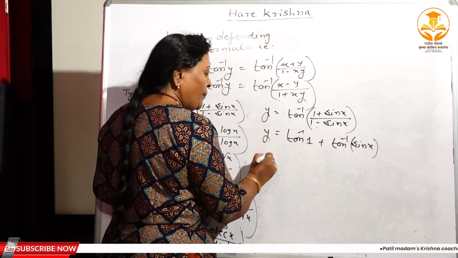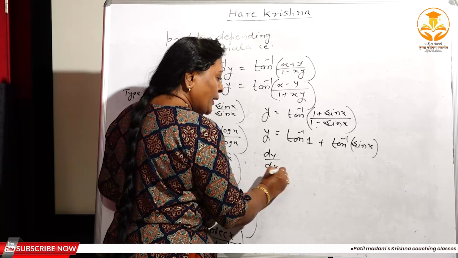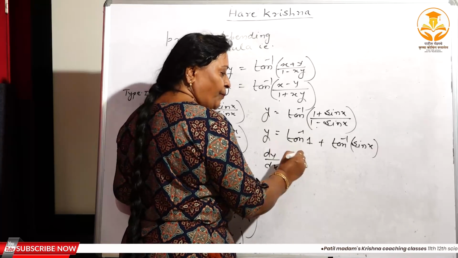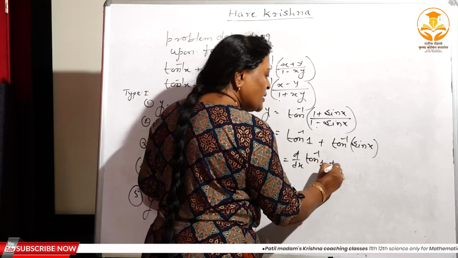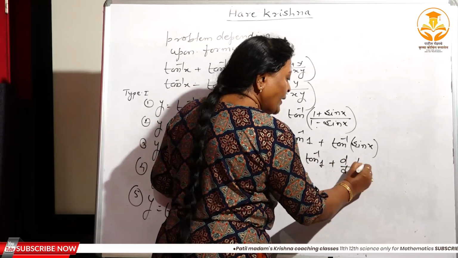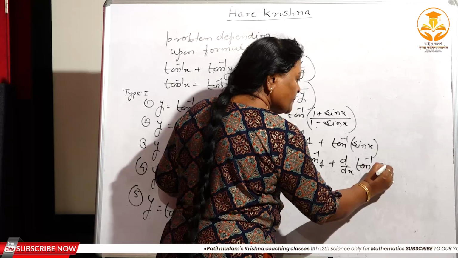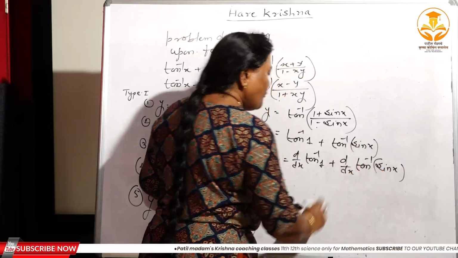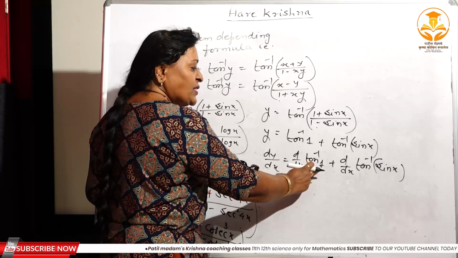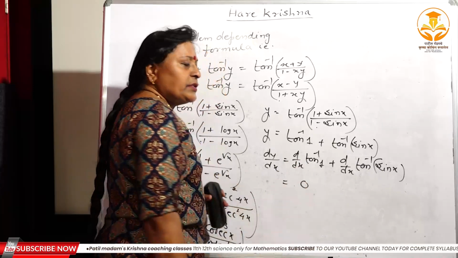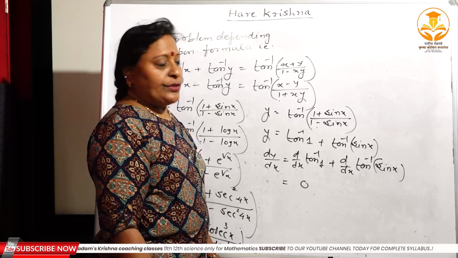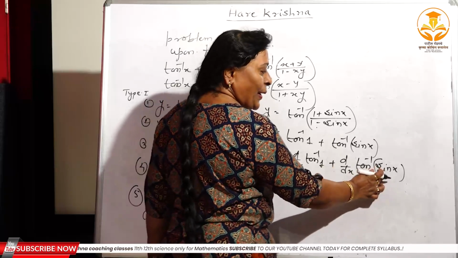See, this is y. Therefore, dy by dx is equal to d/dx of tan inverse of 1 plus d/dx of tan inverse of sin x. Again, if you observe, tan inverse 1 is totally independent of x, so it is considered a constant. And what is the derivative of a constant function? That is 0. Right?